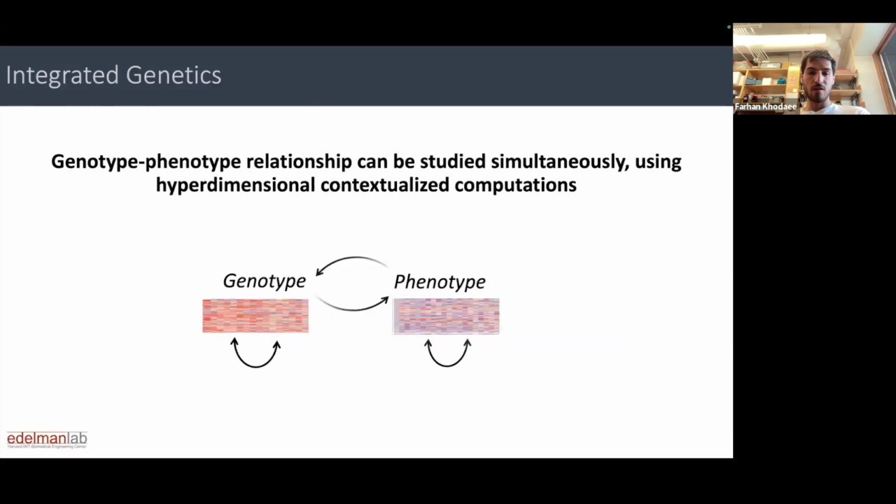I hope that I kind of convinced you that maybe it's interesting to look at integrated genetics as opposed to reverse and forward genetics, and this is maybe a new method of looking at this kind of genotype-phenotype relationship. We're hoping to explore some of the results that we got here and do more validation of this result.